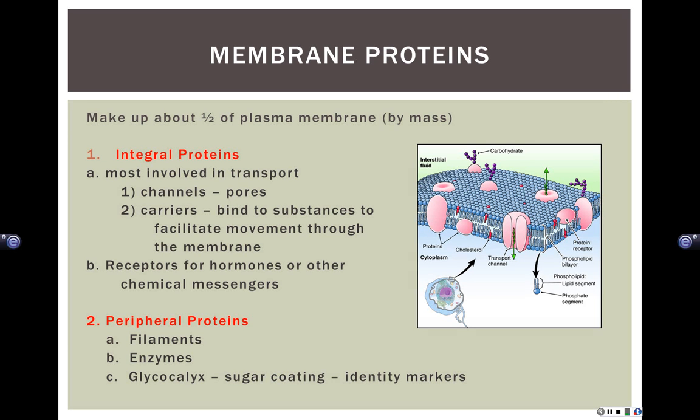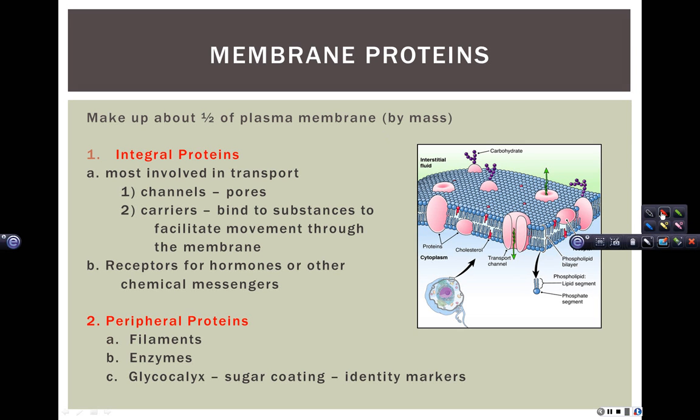So these proteins, whether they're going through the membrane or on the outside of the membrane, make up about half of the plasma membrane, and that is by mass, in other words, by weight. Approximately half is the phospholipid soap bubble, and about half of it, by weight anyway, is these proteins, which are a lot heavier than the phospholipids. So let's take a look at some of the jobs these proteins have.